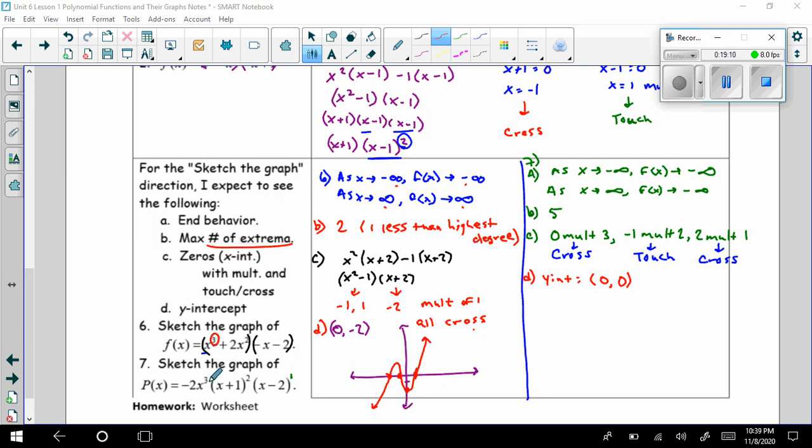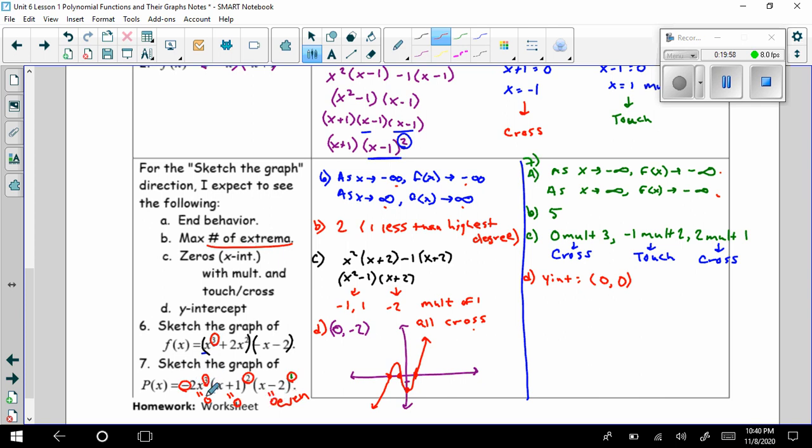Okay, so for this one, for the degree, add up all your exponents. We have 3 plus 2 plus 1, that is 6, so it is even. And then negative. And so even, negative, it starts down, and then we'll end down because even ones always end the same direction. So we have negative, negative, positive, negative. Same thing with your max number of extrema. We're going to have 5 possible turning points because that is 1 less than the degree when we add up our degrees. So to find my zeros, I just set each of these factors, it's already in factored form for us, equal to 0 and solve.